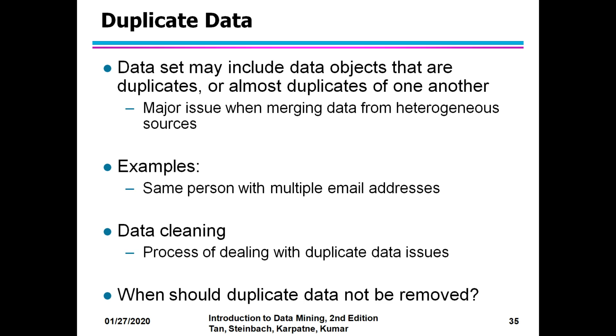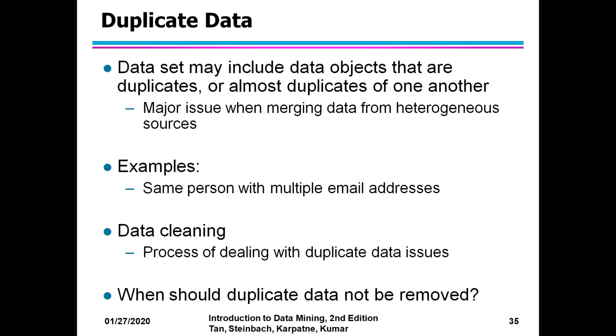So next is duplicate data. What is duplicate data? If the same data is present for a single person, or a single person has two data records, then we call it duplicate data. Duplicate data may include data objects that are duplicates or almost duplicates of another. It is a major issue when merging data from heterogeneous sources. When you collect data from heterogeneous sources, if they give data belonging to the same person, then it will be a big problem. Example: the same person with multiple email addresses.